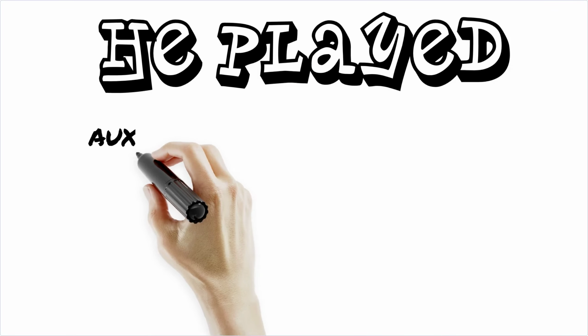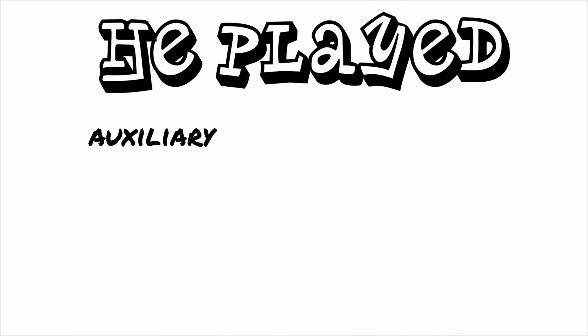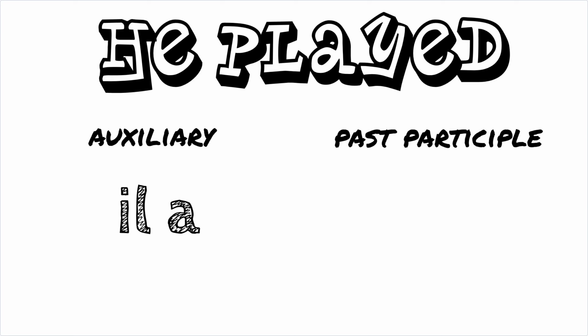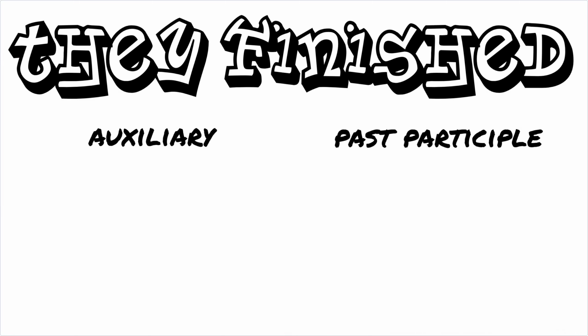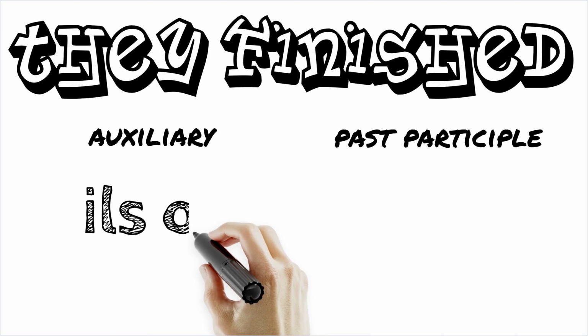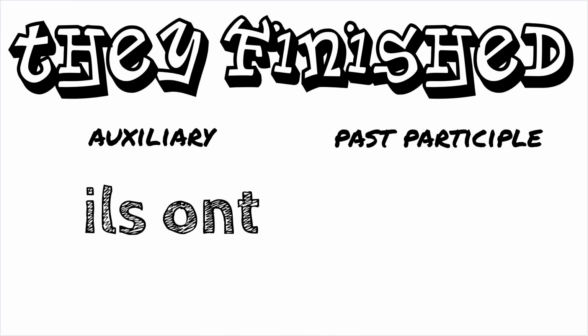If we want to say he played, again, we need the auxiliary plus the past participle. So this time our auxiliary would be il a, he has, and the past participle again, joué. Il a joué, he has played, or he played. For they and finished, they finished, auxiliary verb and past participle. So they have, ils ont, past participle, fini. They have finished, or they finished.